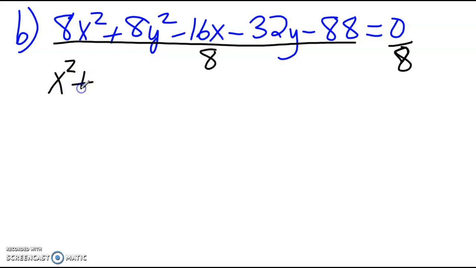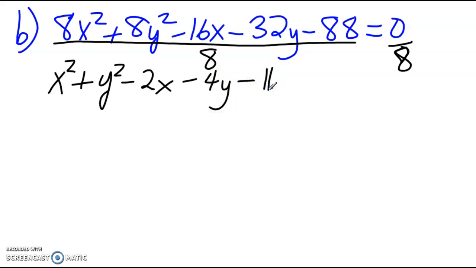8y squared divided by 8 is just y squared. Negative 16 divided by 8, negative 2. Negative 32 divided by 8, negative 4. And negative 88 divided by 8 is a negative 11. And then 0 divided by 8 remains 0. So now we are ready to attack this problem like we would any other. We don't have to worry about that 8 in front anymore.